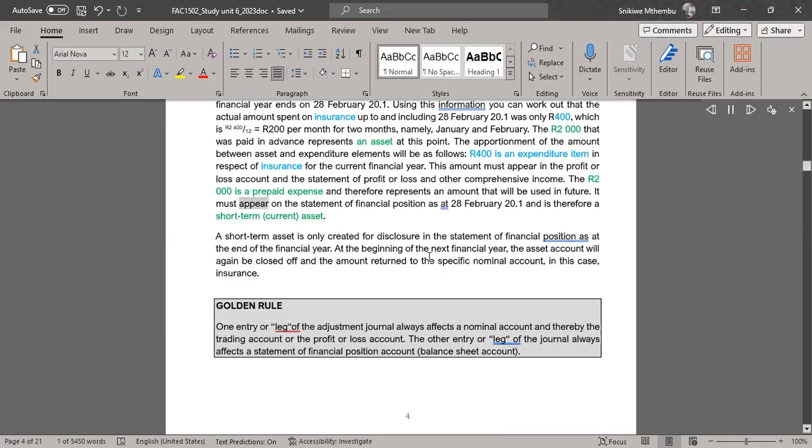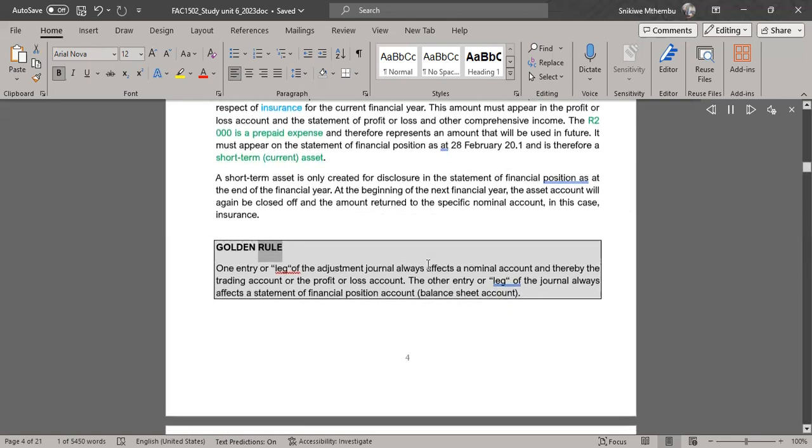It must appear on the statement of financial position as at 28 February 20.1 and is therefore a short-term, current, asset. A short-term asset is only created for disclosure in the statement of financial position as at the end of the financial year. At the beginning of the next financial year, the asset account will again be closed off and the amount returned to the specific nominal account, in this case, insurance.